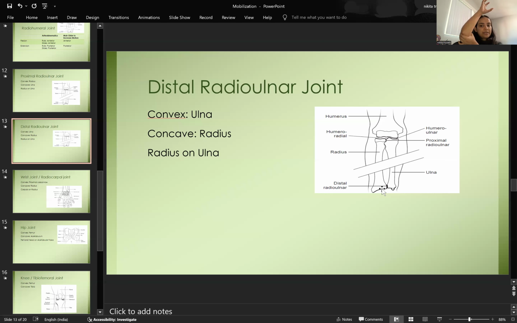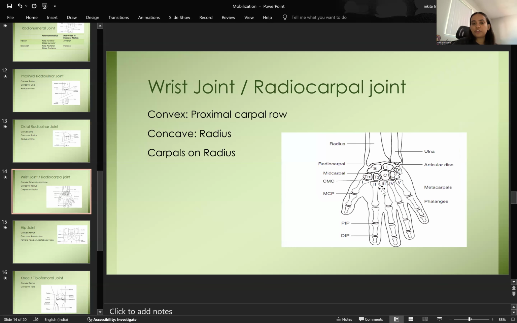Radiohumeral joint, everything happens at the same. Everything means rolling and gliding happen in the same direction. Then proximal radioulnar joint is opposite direction. Now the distal radioulnar joint is in the same direction. So we finished four joints. Okay, two in the same direction, two in the opposite direction. Now let's talk about the wrist. What is the wrist? What happened at the wrist?